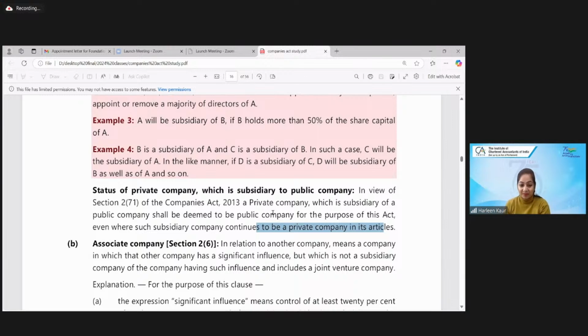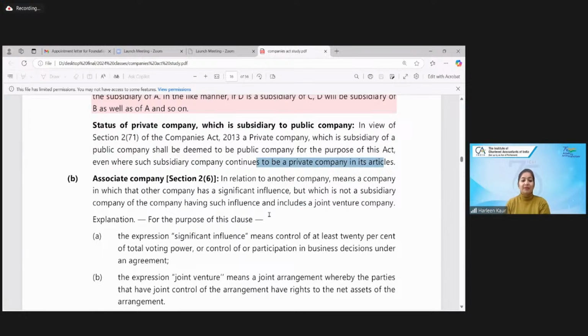Ma'am, a holding company is like a parent, and a subsidiary company is like a child. Yes, absolutely correct. Now, if your parent company is a public company, then the child will also be treated as a public company, even if it is a private limited. Okay, ma'am. Thank you.